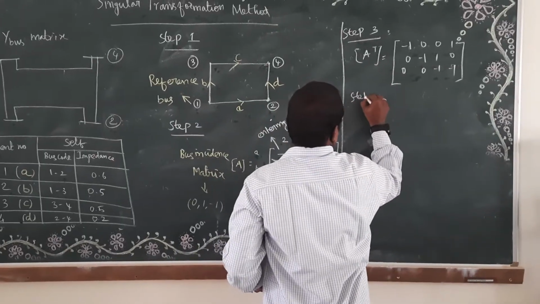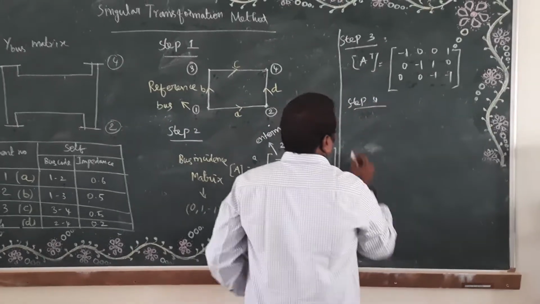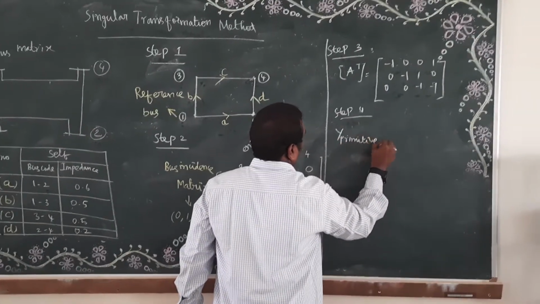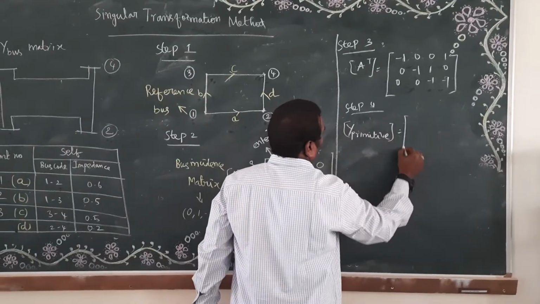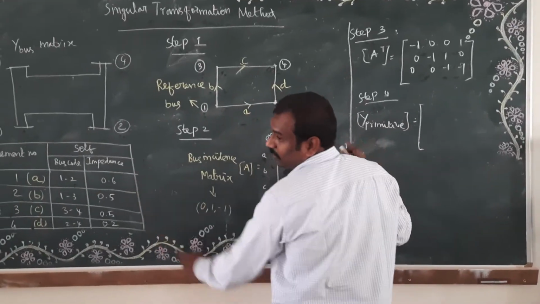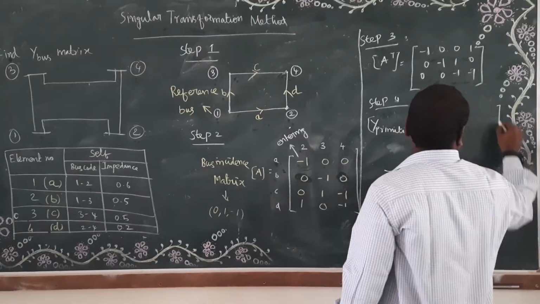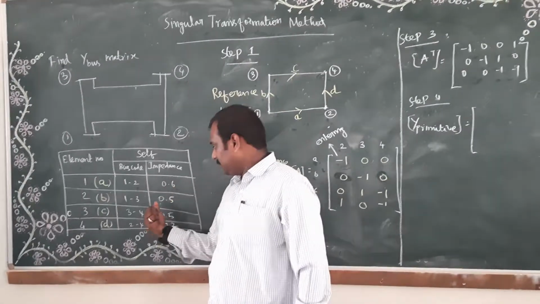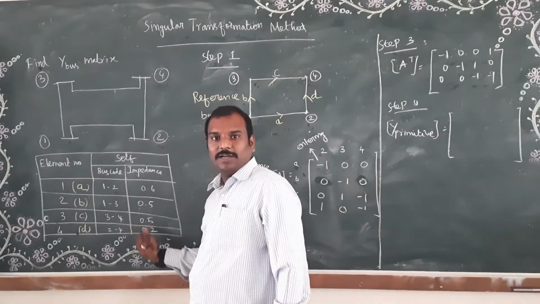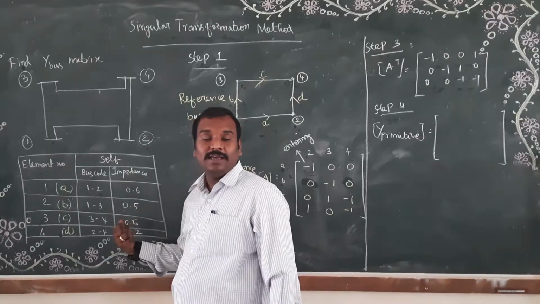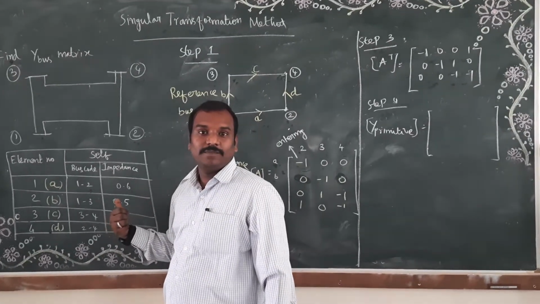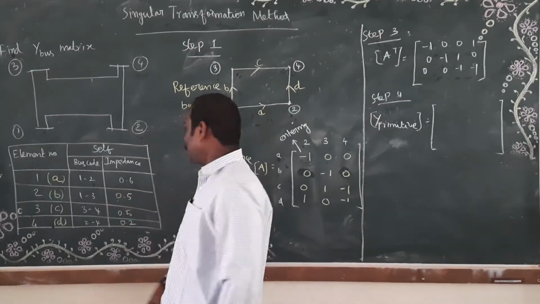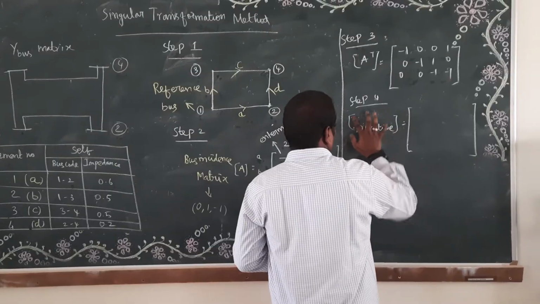Next, step number 4. What is step number 4? Y primitive matrix. How to calculate the Y primitive matrix? In whatever order they are given, that should be written diagonally. Since the given value is plus j, you can see here it is positive 0.6, positive 0.5, and similarly all the values are positive. If the values are plus j, is it impedance or admittance? Yes, it is impedance. So this should be Z primitive.